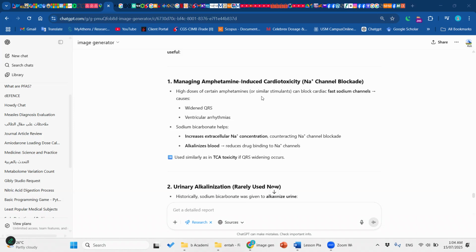Okay, so that will hopefully overcome the sodium channel blockade. And then it also helps alkalinize the blood. And this will lead to a reduction in the drug that binds to the sodium channels.